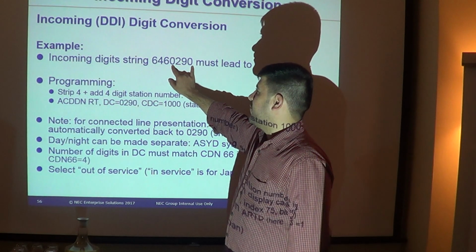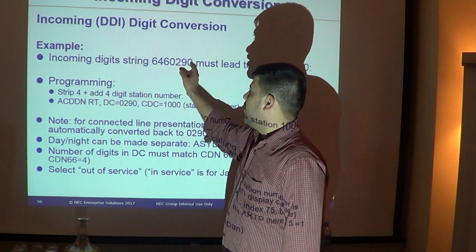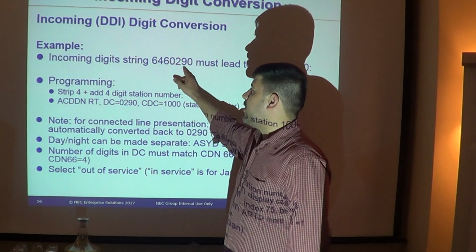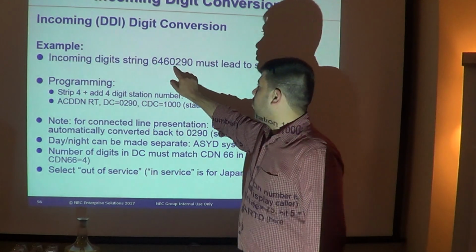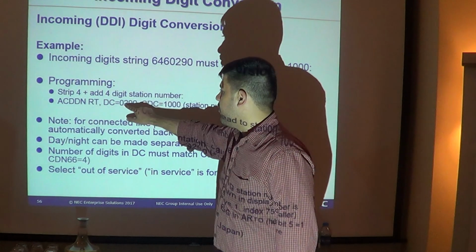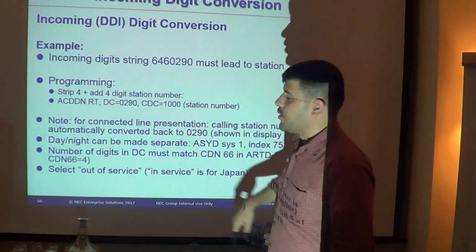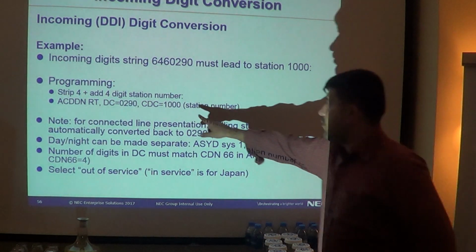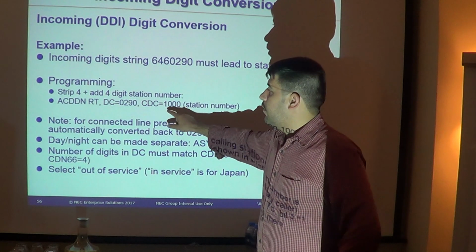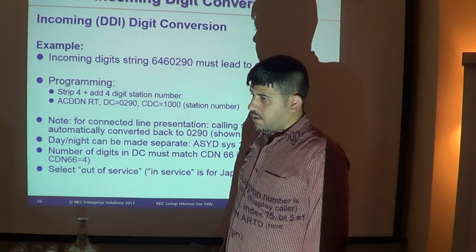Yes, 4 digits. Because I want to change this extension, it's not my extension number. My extension number is 1000. So I want to make a mapping between this number and my extension. What is the add for the session number? This is the explanation of the second.